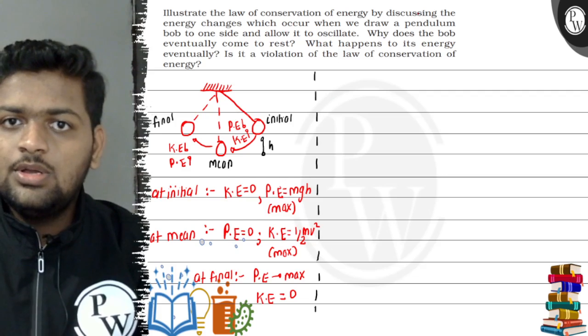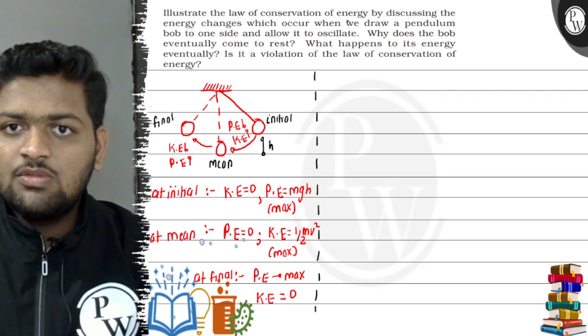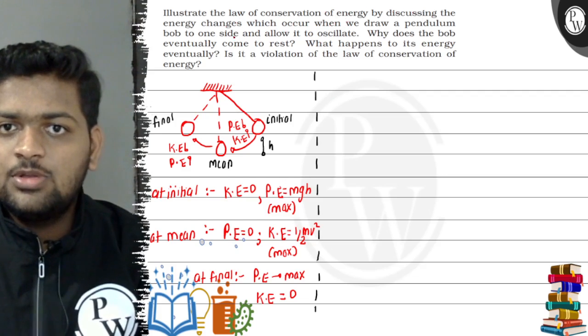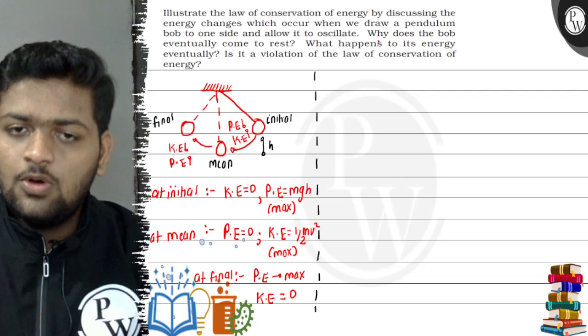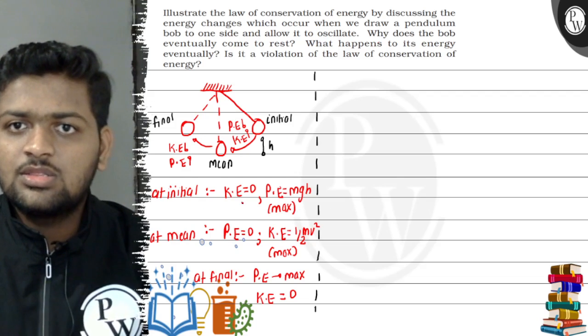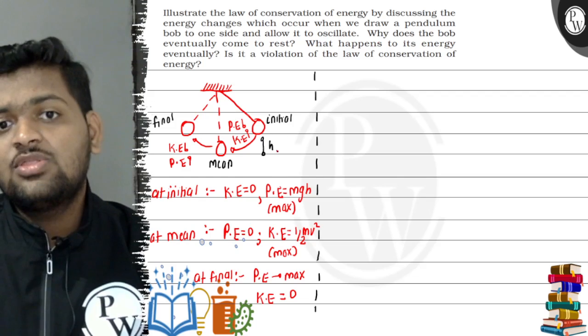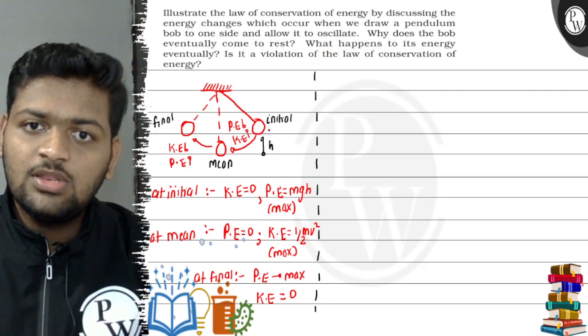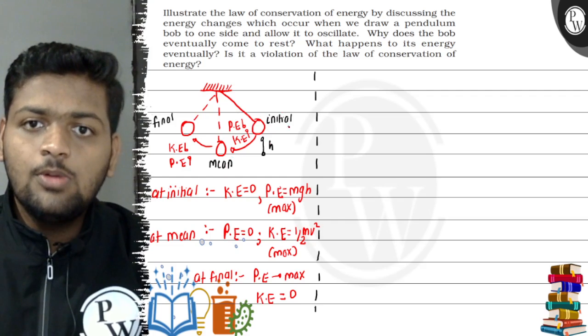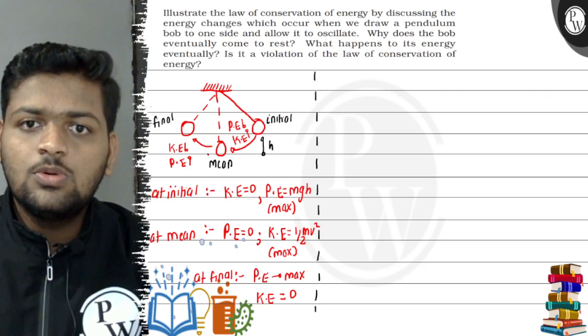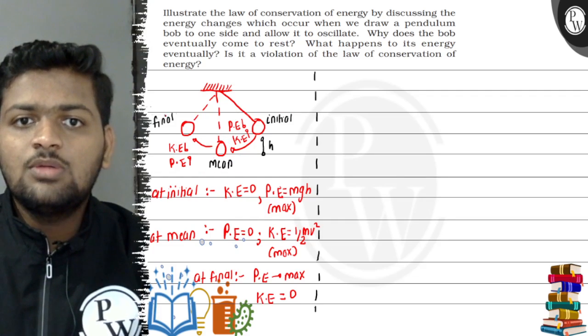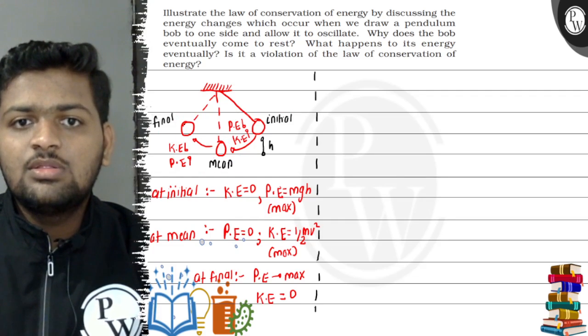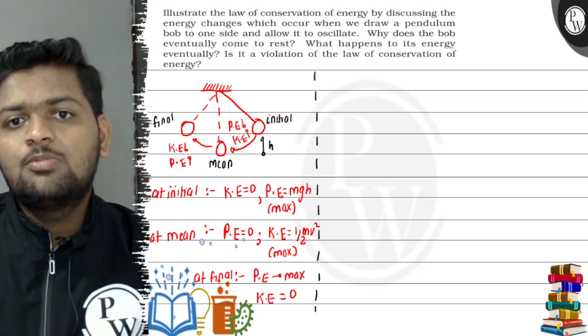So according to this, these are the energy changes which occur when we draw a pendulum bob from one side and allow it to oscillate. According to the law of conservation of energy, total energy remains constant. Here the whole potential energy at the initial position is converted to the whole kinetic energy at the mean position, and the whole kinetic energy at the mean position is converted to the whole potential energy at the final position.